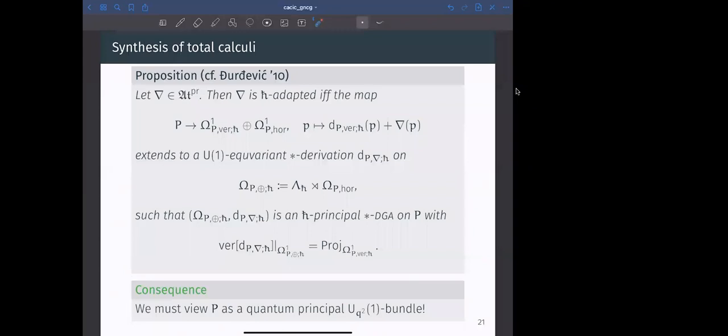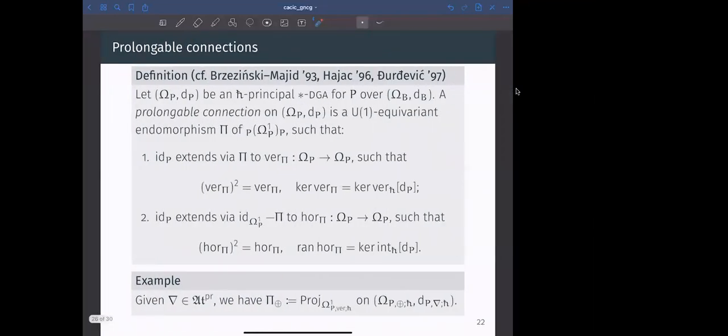And second, there's another sort of problem lurking in the background. I'm constructing total differential calculi, but I made no claims whatsoever that any of them are isomorphic to each other as differential calculi over P. But I claim that you can work out what's going on. So first off, let's talk about why we are getting principal connections in gauge transformations.